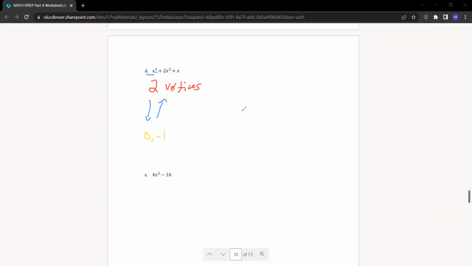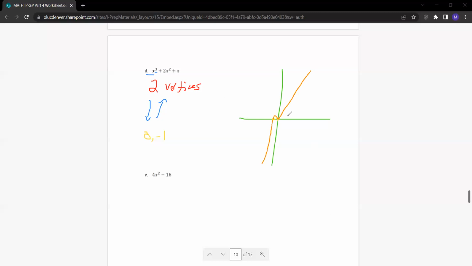And now we can just go ahead and try to graph this. So we know we have x-intercepts at 0 and -1. We know we have 2 vertices. So if we go ahead and graph this, let's see what it looks like. We know we have to come in from the bottom left. All right, so is it possible it looks like this? Let's go ahead and check.